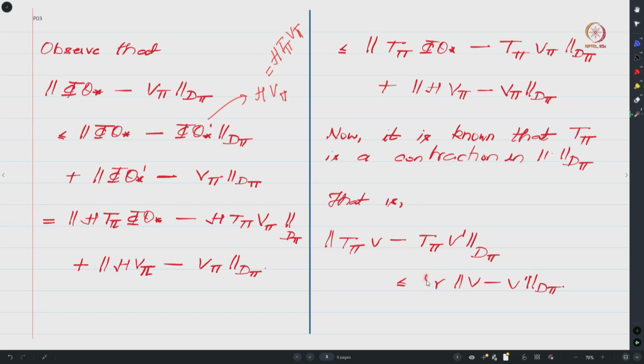This is because of the presence of gamma, the discount factor in your MDP definition. If you recall, when I was discussing this value of gamma I had told you that it will be strictly less than 1. Because it is strictly less than 1, what this inequality tells us is that the distance between the outputs of v and v prime under this t pi operator will be strictly less than the distance between the inputs, v and v prime. So this expression is true from the theory of reinforcement learning.